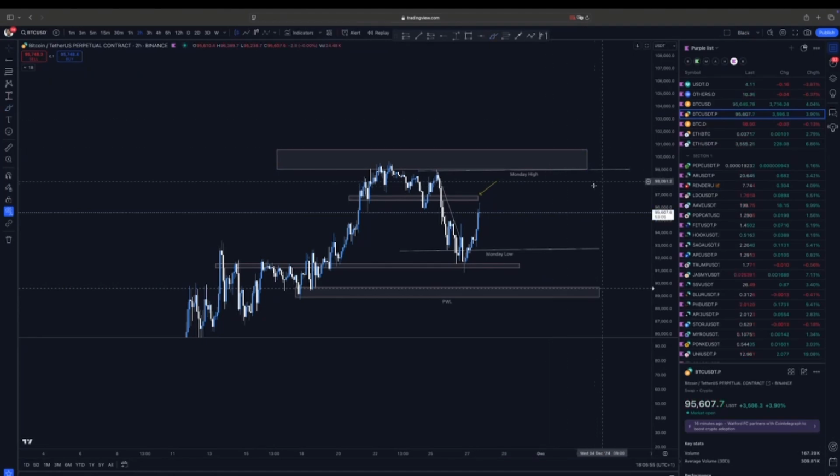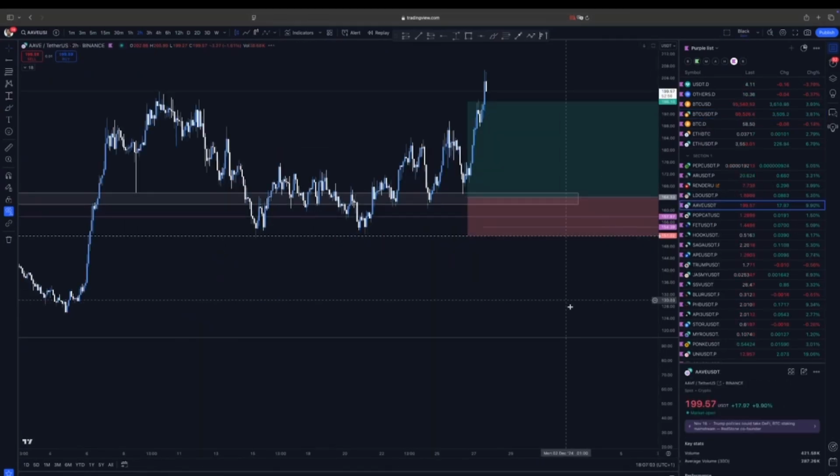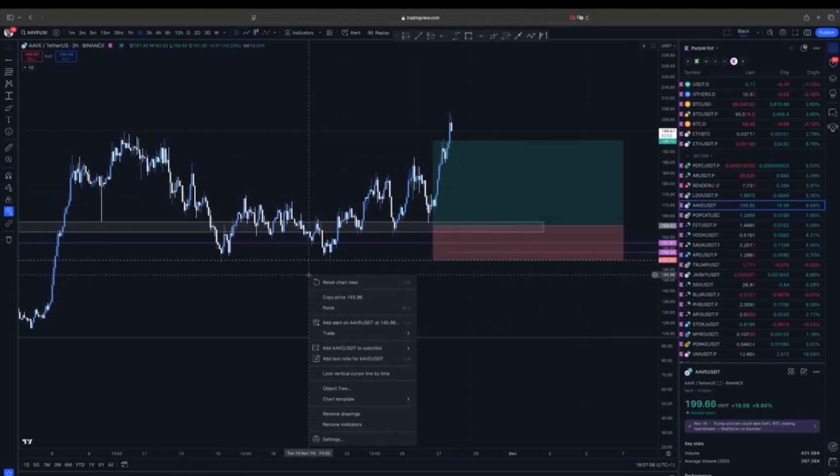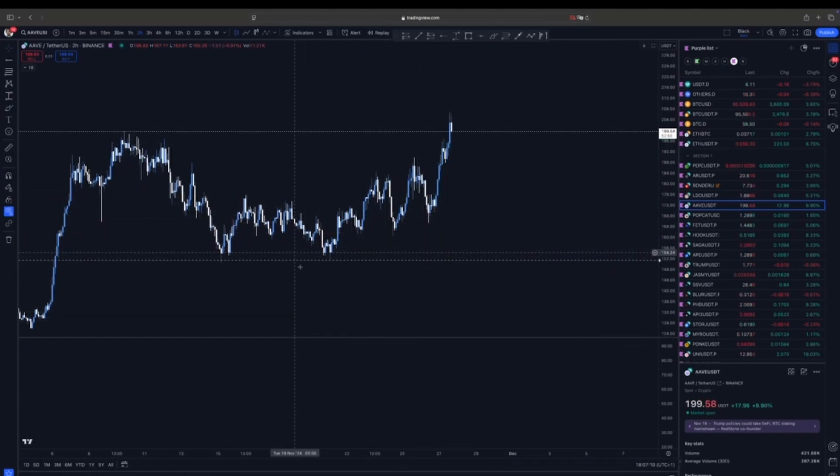Sorry, let me get rid of this. Let's pick a coin. Let's use Aave. Look at that. Missed my entry by pennies. And look what it did. So I'm gonna remove the drawings and I'm gonna show you how I personally draw my lines.